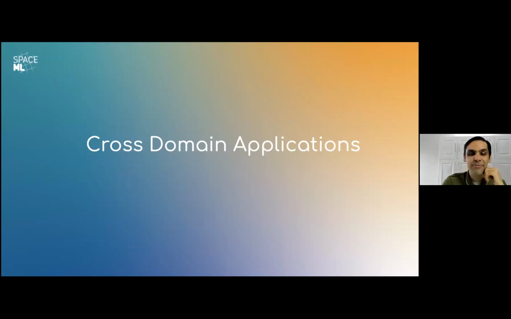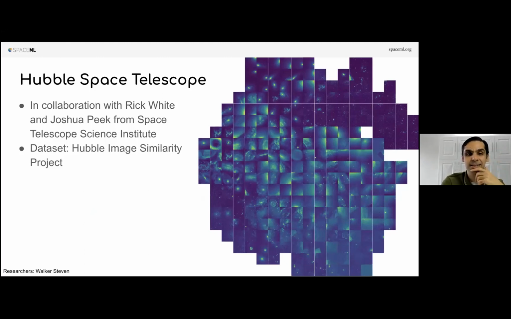Awesome. Finally, as I'm approaching the end of my presentation, it turns out there are cross-domain applications. Rick White and Joshua Peek from the Space Telescope Institute used the Hubble image similarity dataset, from the Hubble Space Telescope. And here's the example image, which kind of makes sense, where the nebula and the celestial patterns make some sort of a pattern.